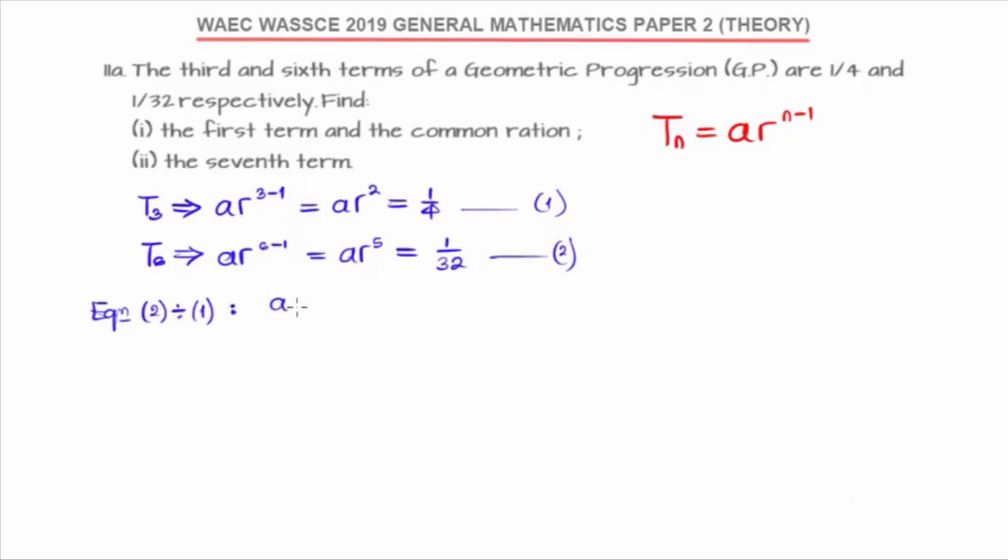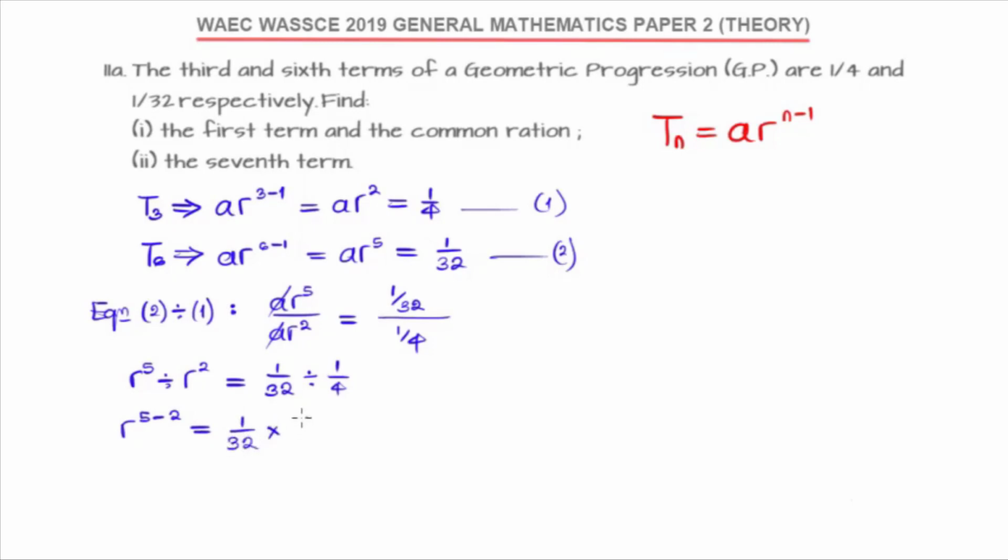So that will be AR raised to power 5 divided by AR raised to power 2 for the left-hand side, then 1 over 32 divided by 1 over 4 on the right-hand side. The A's will cut out. So here we have R raised to power 5 divided by R raised to power 2 equals 1 over 32 divided by 1 over 4. I'm writing it this way so that it is easy to solve. Using the laws of indices, we subtract the powers, so we have R raised to power 3 is 1 over 8, and that is what we are going to solve now.